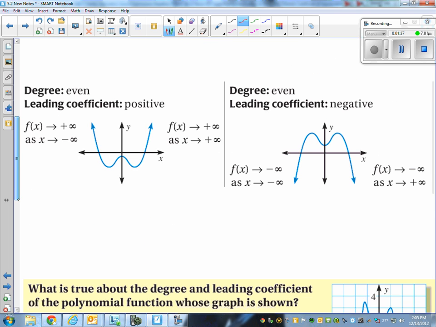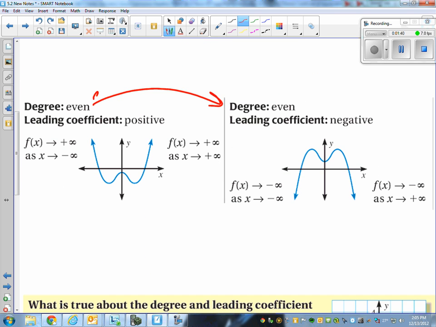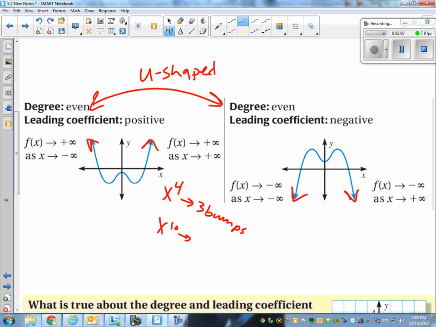Next up are even degrees. Even degrees, remember, are U-shaped, generally speaking. If they're positive, they both go up. If they're negative, they both go down. And with these, there are 3 bumps on this one, because if you have x to the 4th, you'll probably have 3 bumps. You know, x to the 10th, you'll probably have 9 bumps, but maybe not, but probably. And the same goes if it's negative.